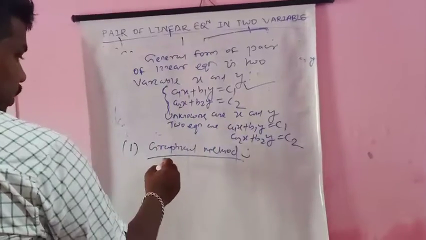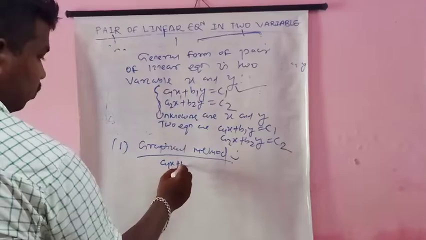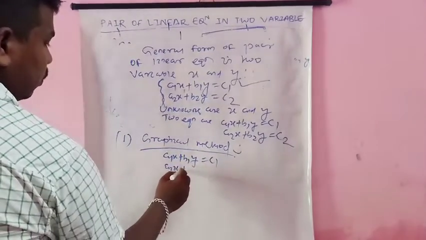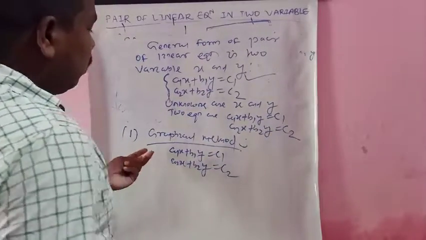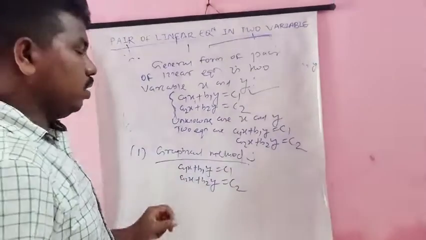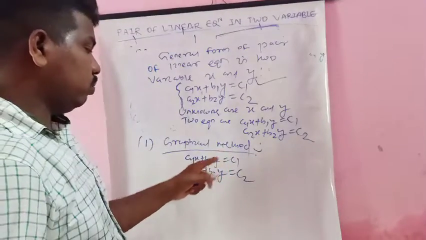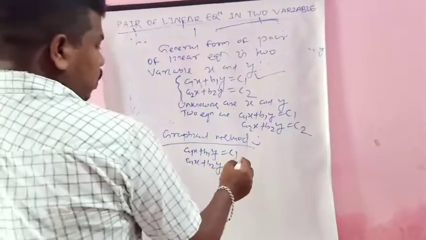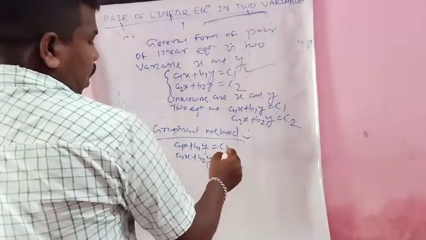So first we have to take a pair of linear equations: a1x plus b1y equal to c1, a2x plus b2y equal to c2. If we solve a pair of linear equations by the graphical method, suppose two equations are given here, a1x plus b1y equal to c1, a2x plus b2y equal to c2. Here we have to find the solution for x and y.